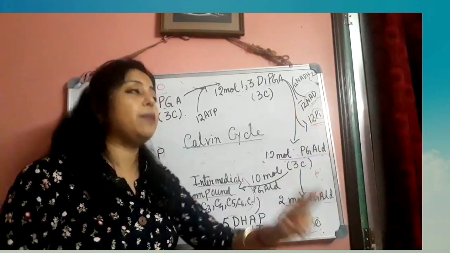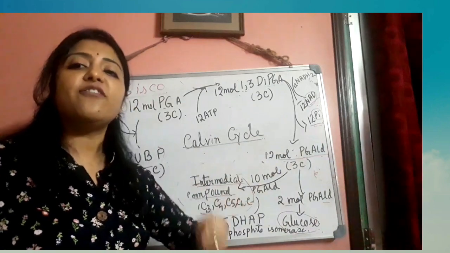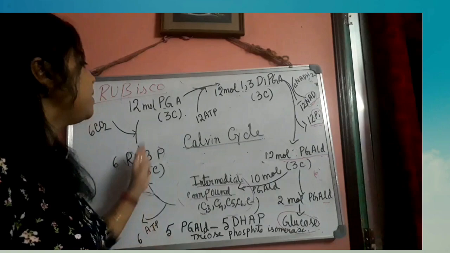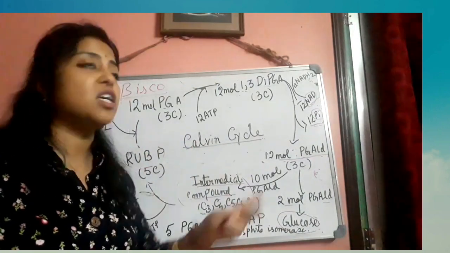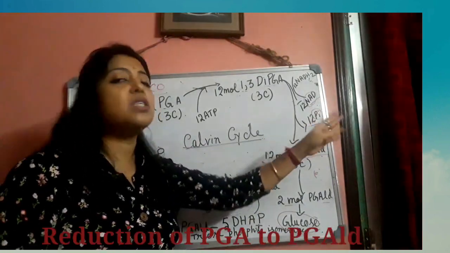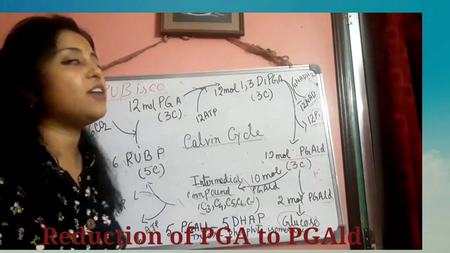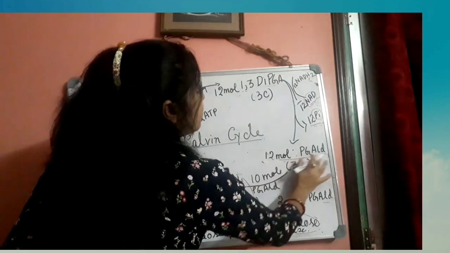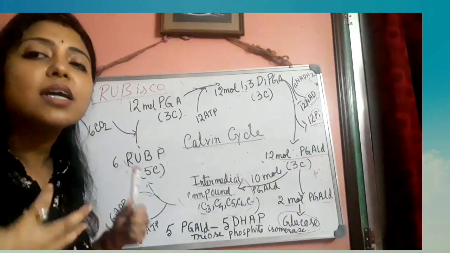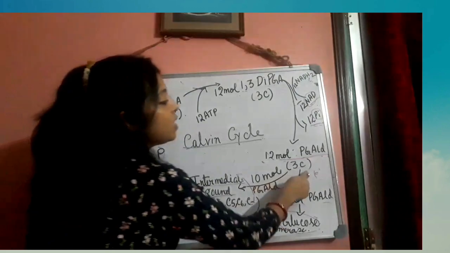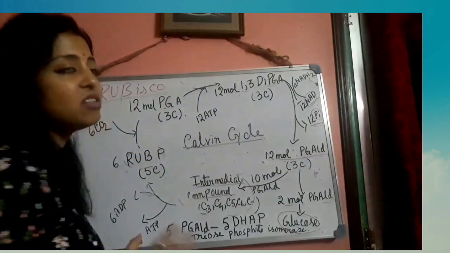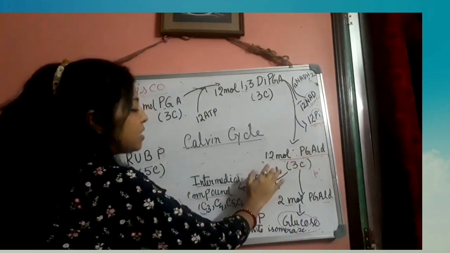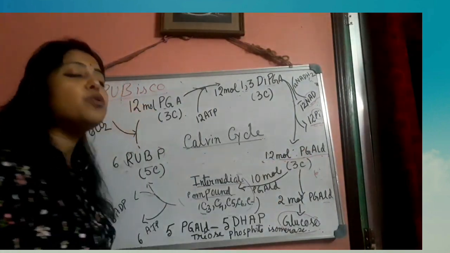Clear? Each step 2 molecules of inorganic phosphate will be given out, but it will be completed through 6 cycles, 6 times. So here 2 into 6 means 12 molecules of inorganic phosphates will be coming out. So here 12 molecules of PGLD, that means phosphoglyceraldehyde, will be produced, and the number of carbon is also the same, 3. Now the next step, 12 molecules of phosphoglyceraldehyde.